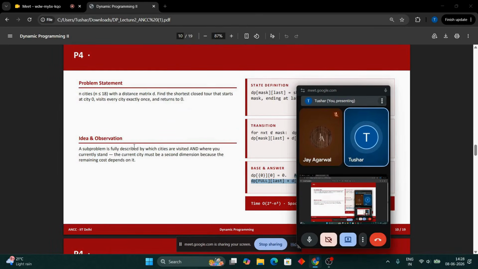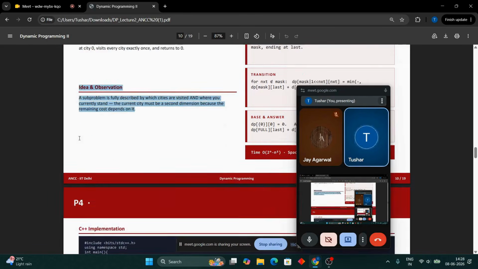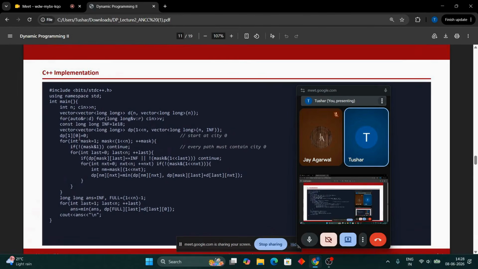The subproblem was fully described by which cities we have already visited and the last city, and that was enough to solve this problem. So our state was revolving around that. This is the C++ code which you can have a look at. It's simple.